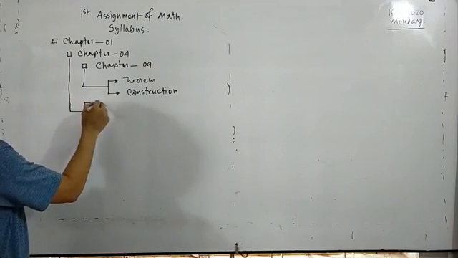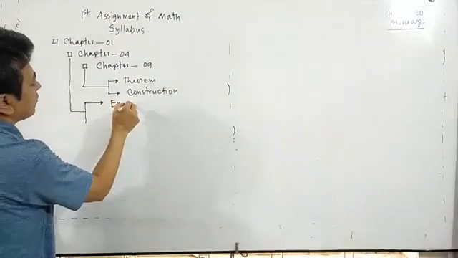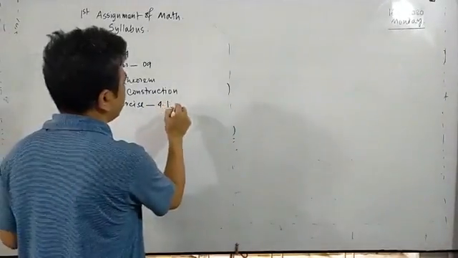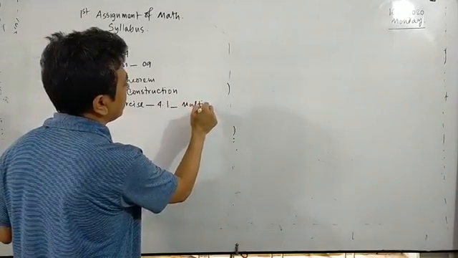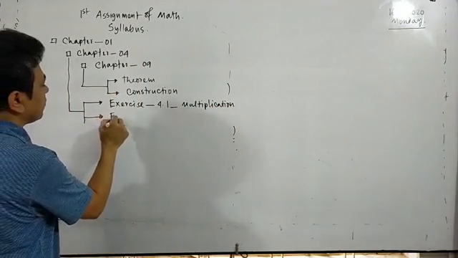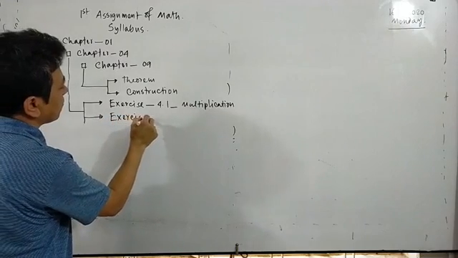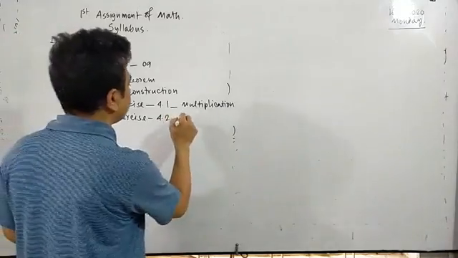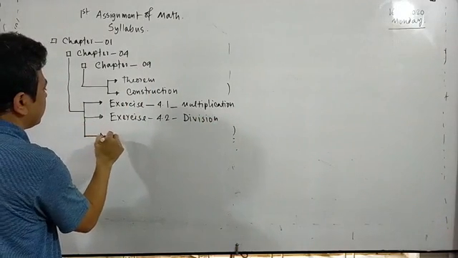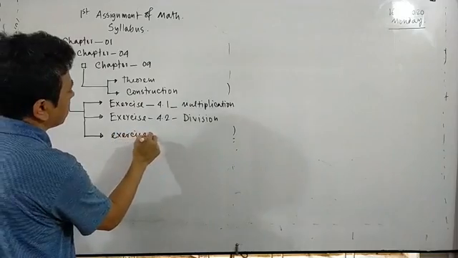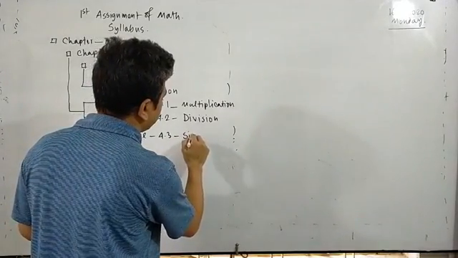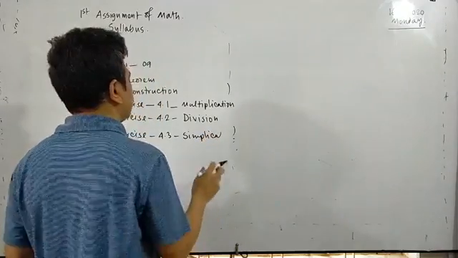Okay, and chapter 4, you know what chapter 4 actually is. First thing, exercise 4.1 is related to multiplication. Exercise 4.2 is related to division. And exercise 4.3 is related to simplifications, or different kinds of simplification.